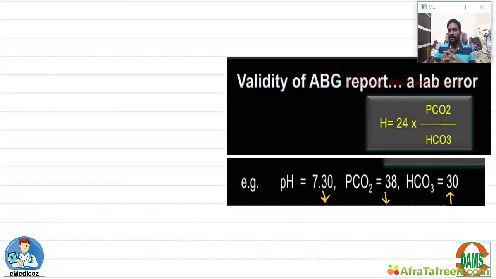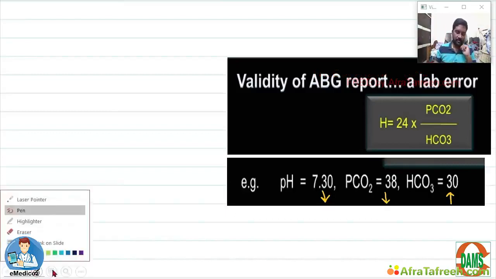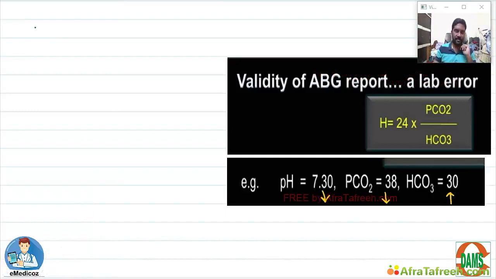Now, how to identify that there is an error? You know the basic Henderson-Hasselbalch equation that we have discussed. pH is proportional to bicarbonate by PaCO2.